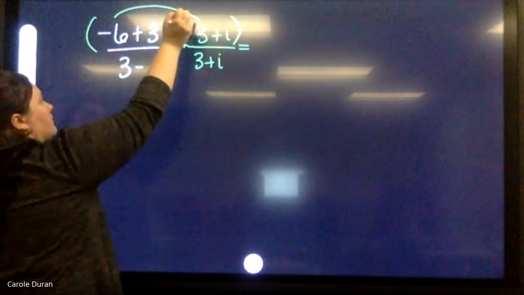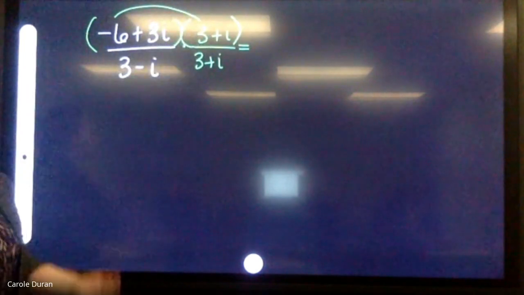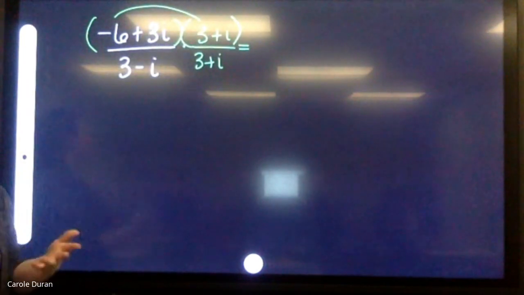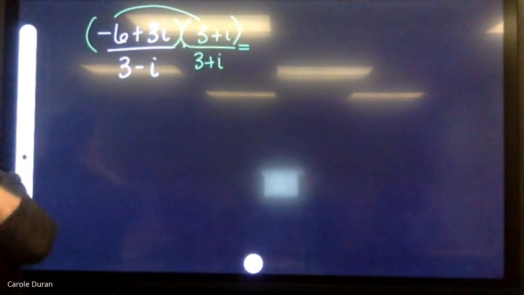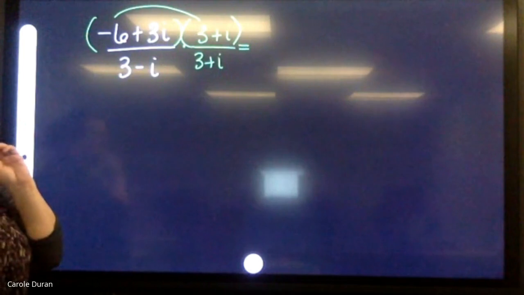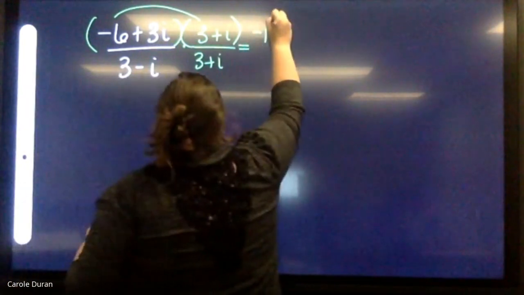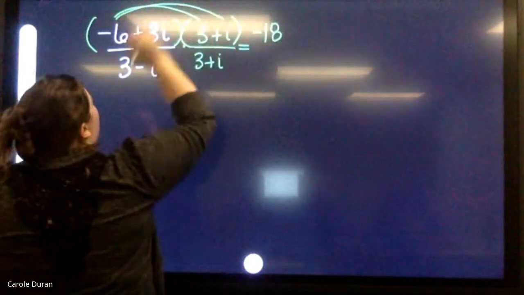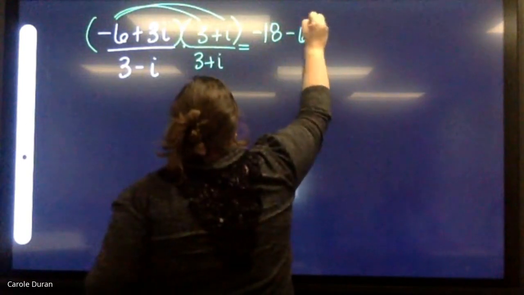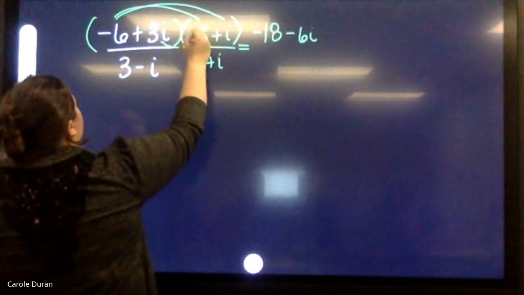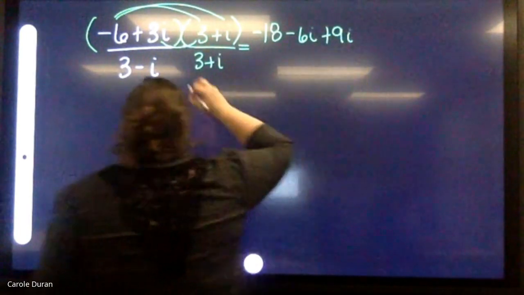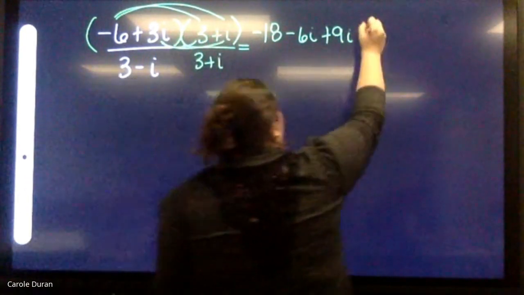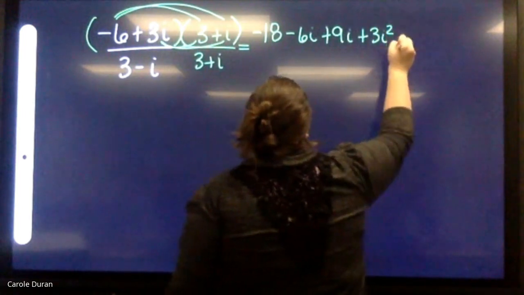But I thought you foiled the bottom. We're going to have to do both. Whenever we have a binomial times a binomial, we have to FOIL. So we're going to do both here. What's -6 times 3? -18. Then I do -6 times i to get -6i. Then I do 3i times 3 to get a positive 9i. And I do 3i times i to get a positive 3i squared.